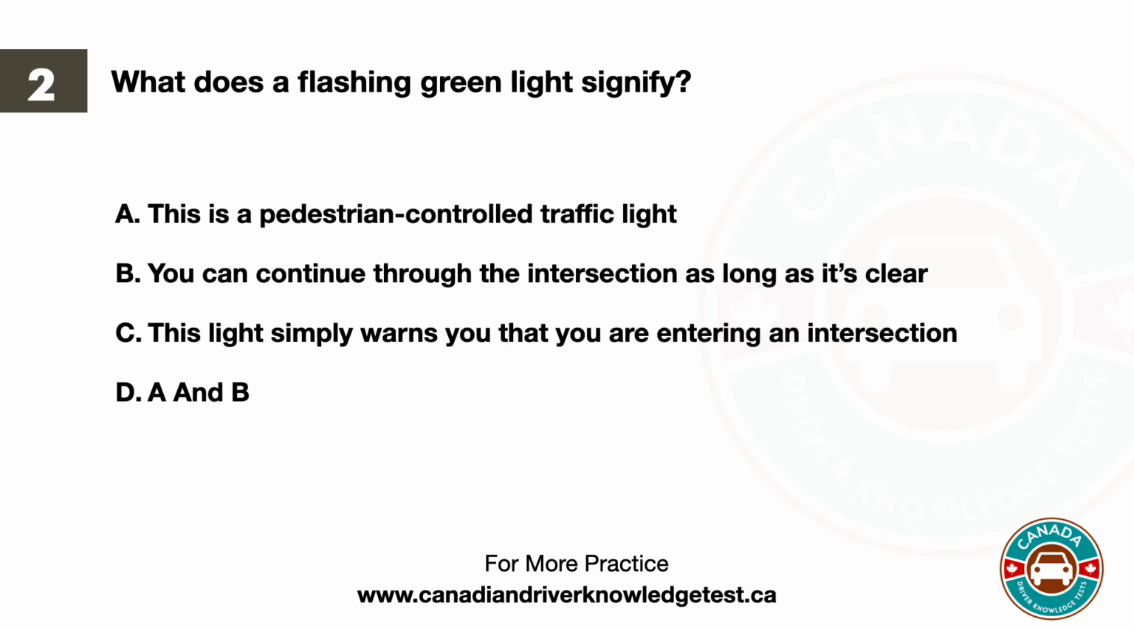Question 2. What does a flashing green light signify? A. This is a pedestrian-controlled traffic light. B. You can continue through the intersection as long as it's clear. C. This light simply warns you that you are entering an intersection. D. A and B. The answer is D. A and B.